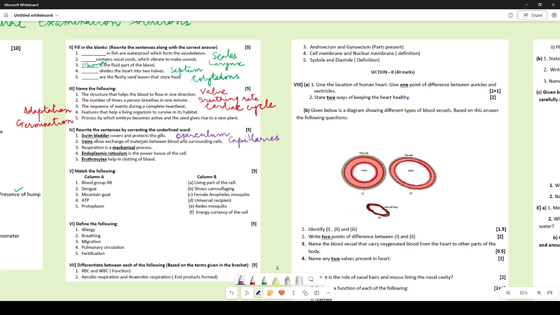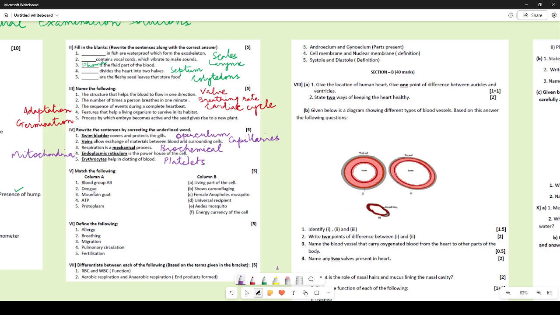Respiration is a mechanical process. No, it is a biochemical process. Endoplasmic reticulum is the powerhouse of the cell. No, it is mitochondria. You should be getting the spellings correct. Erythrocytes help in clotting of blood. Erythrocytes are RBCs. No, they do not help in clotting of blood. Platelets help in clotting of blood.